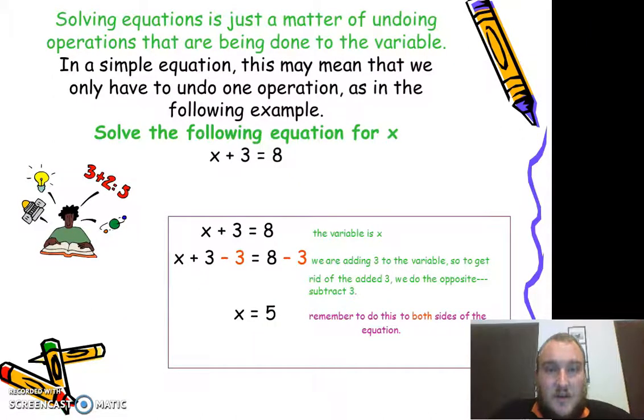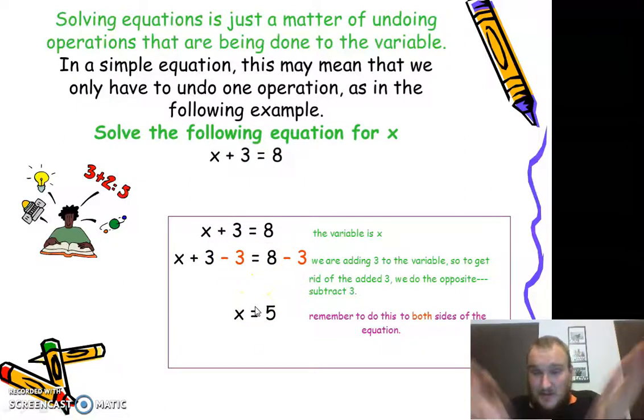Okay, solving equations is just a matter of undoing the operations. So you can read that as you want. Basically, if we've got x plus 3 equals 8, we need to undo the adding of the 3 to the x. So to undo that, we're going to take away 3 from both sides. Remember, it has to stay balanced.